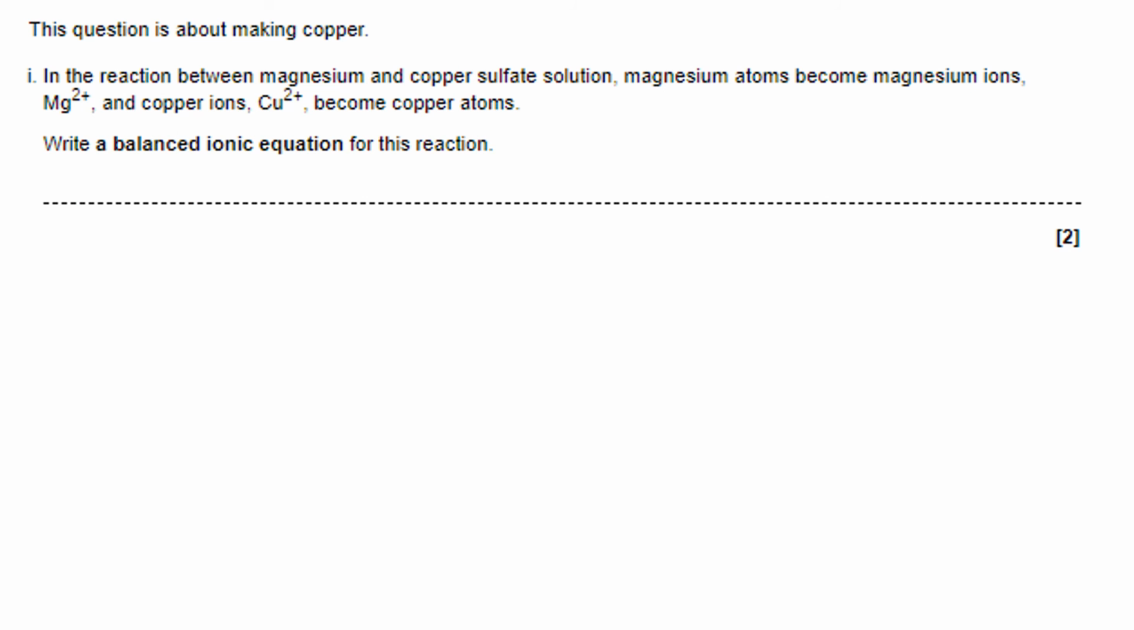Okay, so pause and have a go, guys. So this question is making copper in the reaction between magnesium and copper sulfate solution. Magnesium atoms become magnesium ions, Mg2+, and copper ions, Cu2+, become copper atoms. Write a balanced ionic equation for this reaction. Okay, so again, I don't have enough information to start doing that complex stuff that we liked. So what have I got? I've got magnesium atoms become magnesium ions. Okay, so it's going to look something like this.